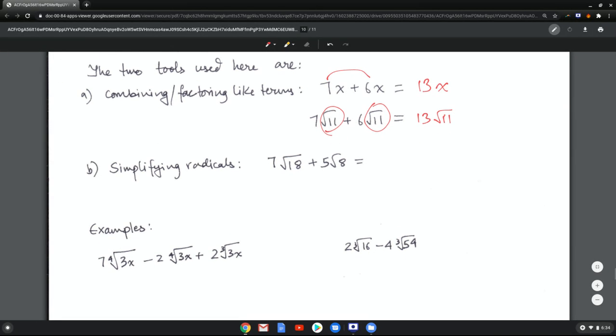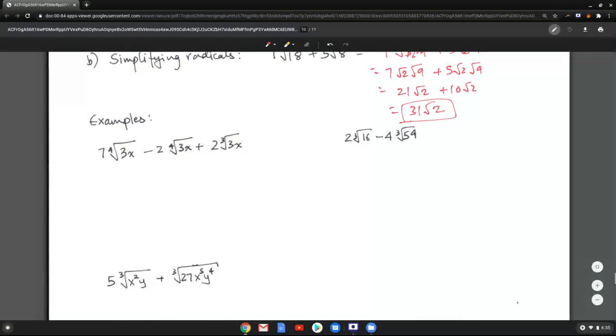And the second method is simplifying radicals, what we did just now. We recall that 18 can be written as 2 times 9, and 8 can be written as 2 times 4. So that becomes 7 square root 2 square root 9 plus 5 square root 2 square root 4. The square root 9 is 3. 3 times 7 is 21 root 2. Square root 4 is 2. So that's 10. So this actually can combine to form one single term, which is 31 times square root of 2.